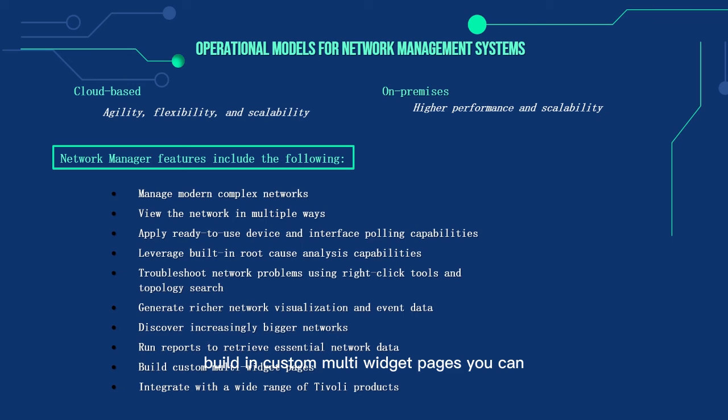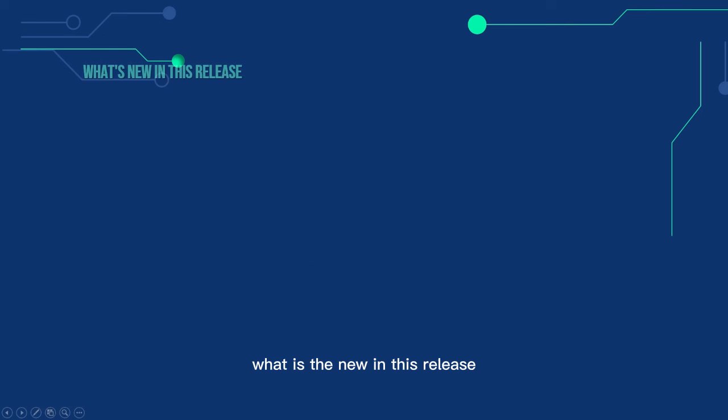Built-in custom multi-widget pages. You can build pages that contain any combination of data. For example, you can combine topology map with device structures, views, and event list. You can also combine discovery status information with event list that can show custom discovery events to create your own custom web-based search engine.